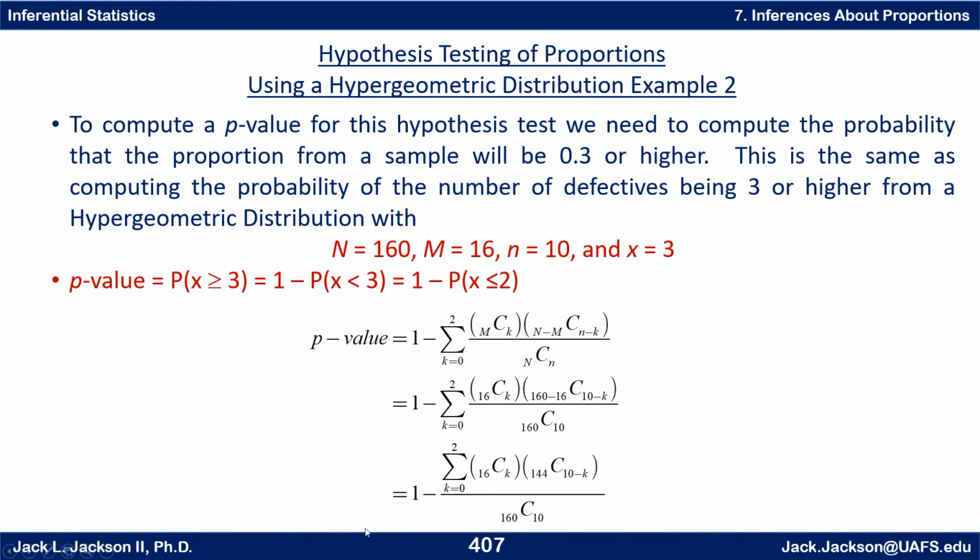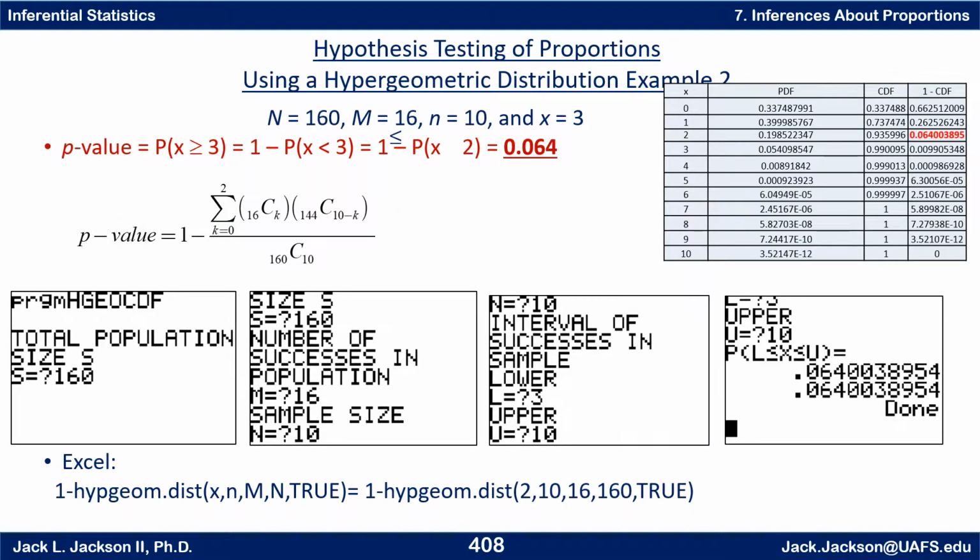There is one way to do it with that, but we're going to do it this way with the program. It's by far the easiest way. Population size is 160. The number of successes in the population is 16. The sample size is 10.